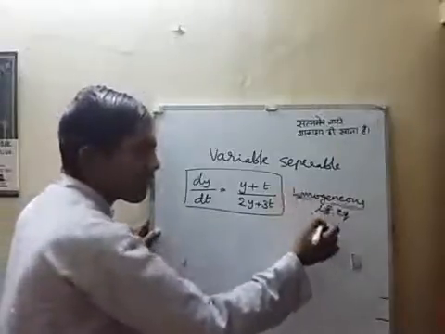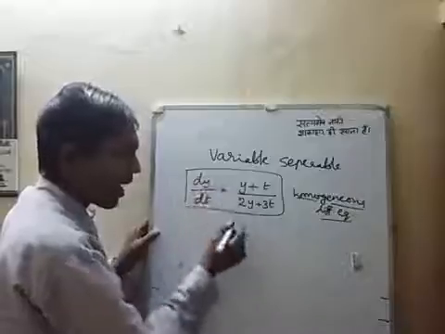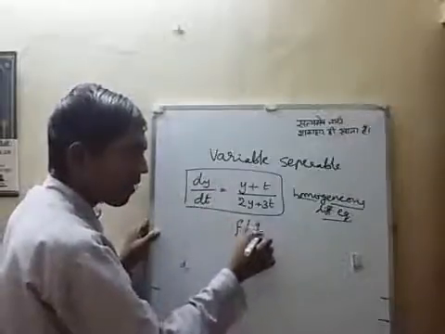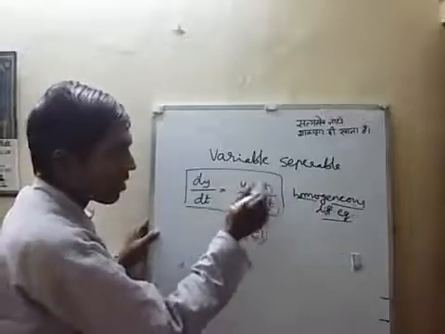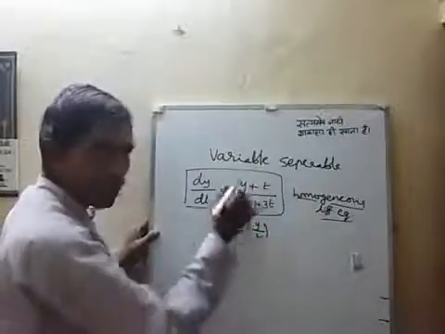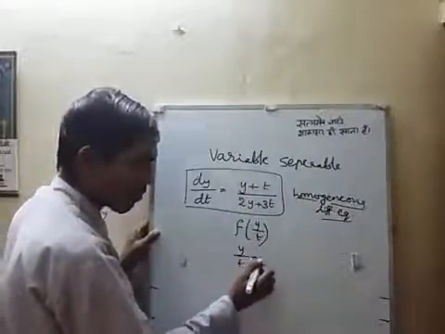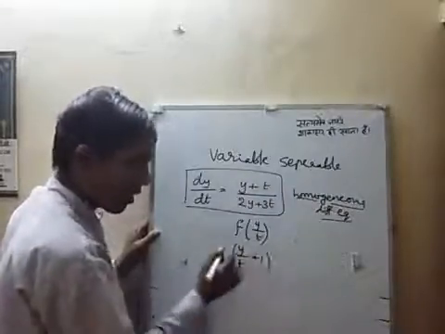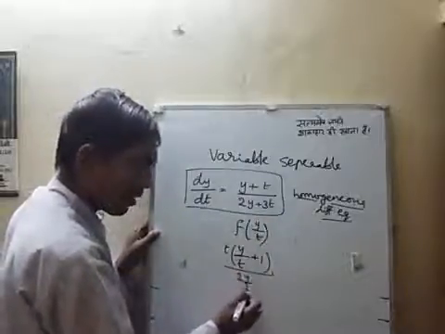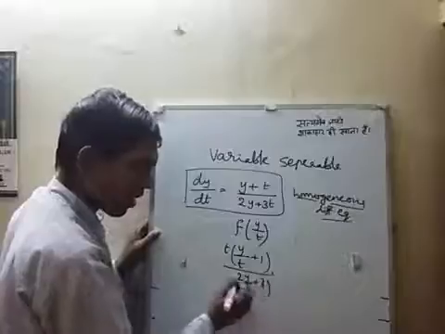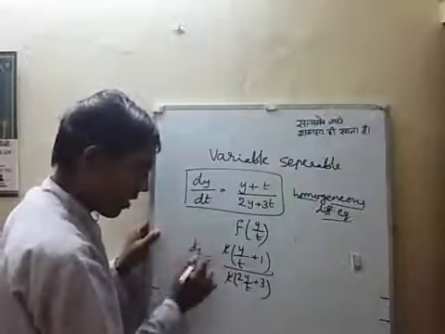That means we should know the definition of a homogeneous differential equation. If you are able to write dy by dt as some function of y by t, in this particular case, if I take t outside from the numerator, it will become y by t plus 1 and t is outside. Similarly, if I take t at the bottom it will come as 2y by t plus 3, and t will come over here, so t will cancel. This is the dy by dt.